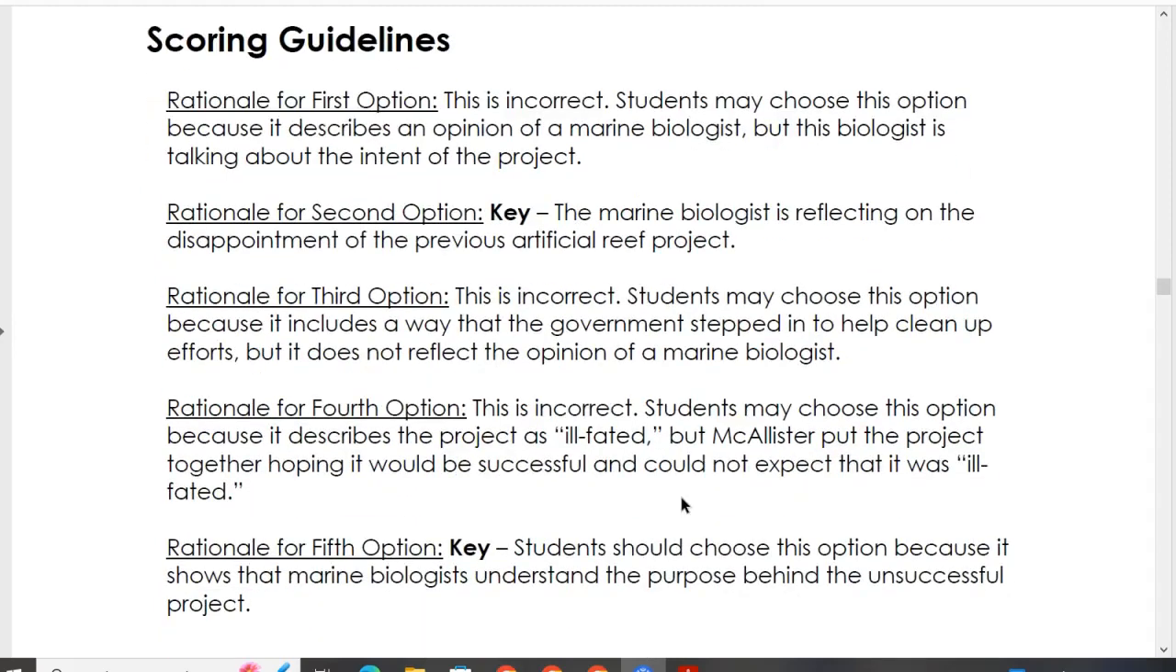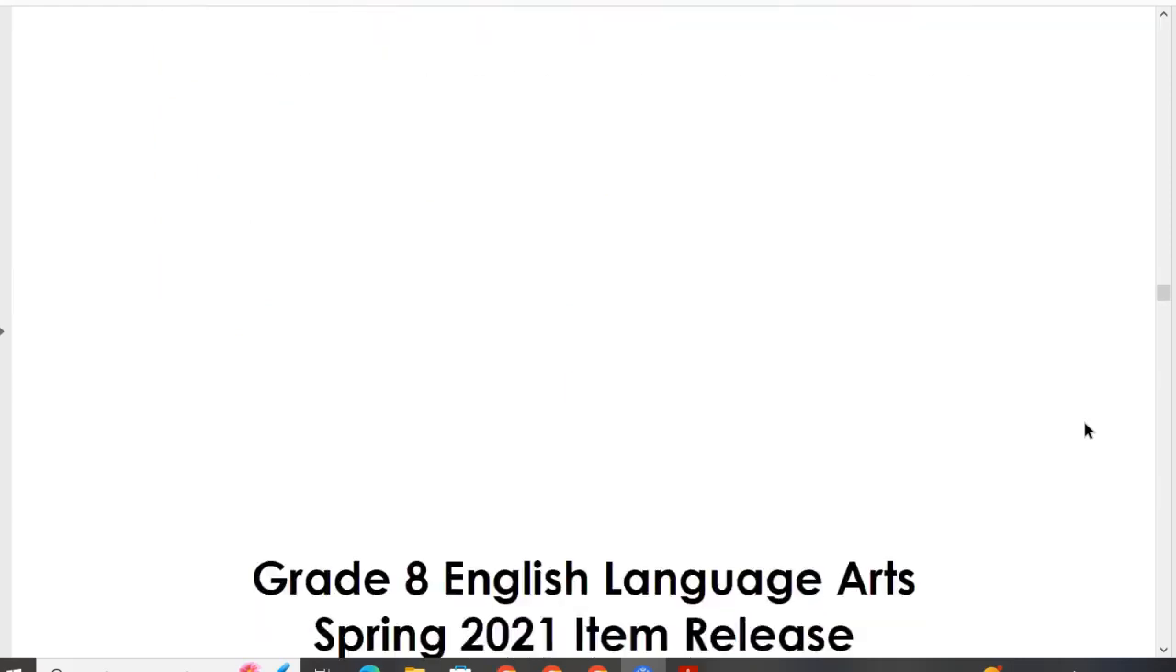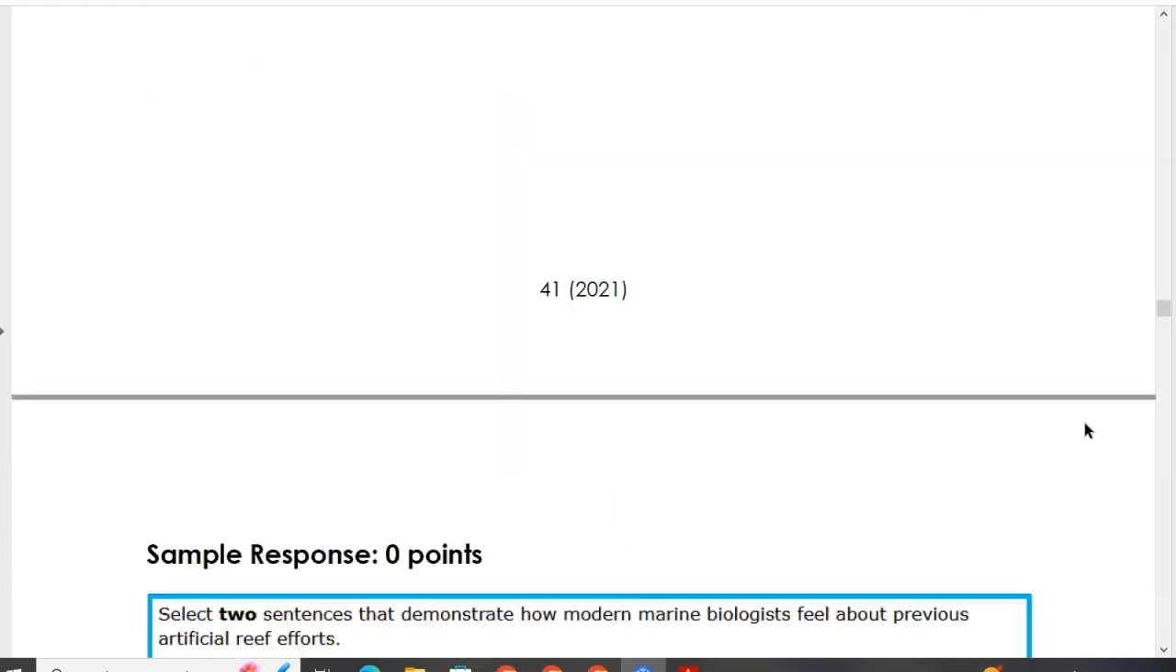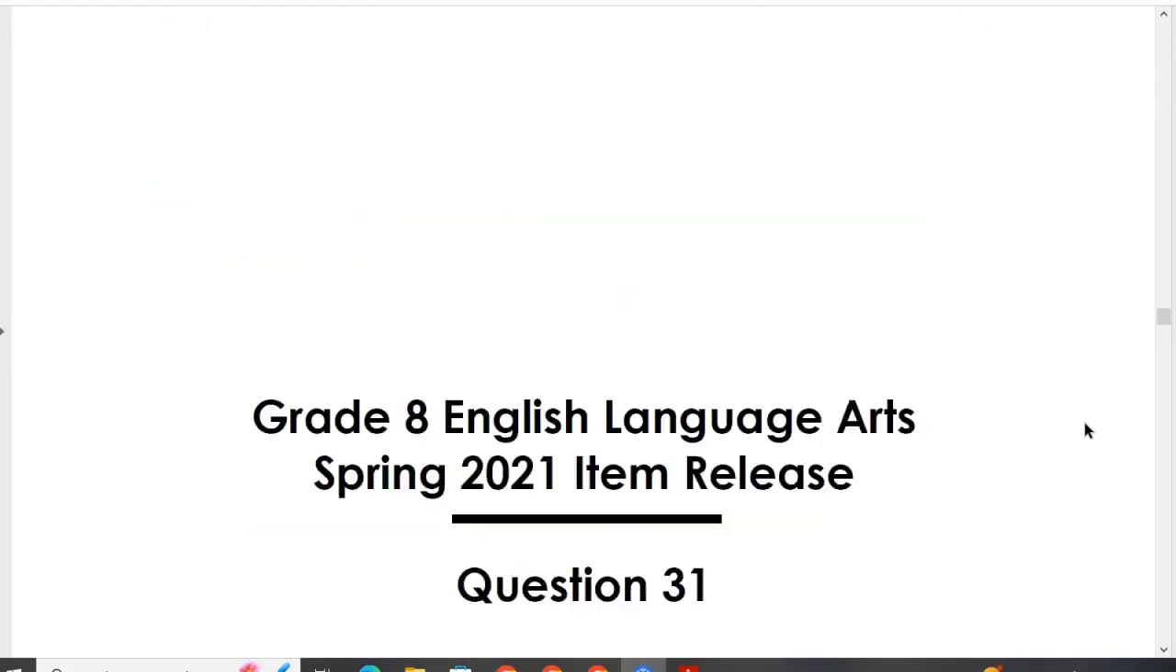And this is the second option. The marine biologist is reflecting on the disappointment of the previous artificial reef project. You could also have option 5. Students should choose this option because it shows that marine biologists understand the purpose behind the unsuccessful project. So pause the video to read the rationale that you might have missed. And these are all the options that you could have had. We're going to scroll down.